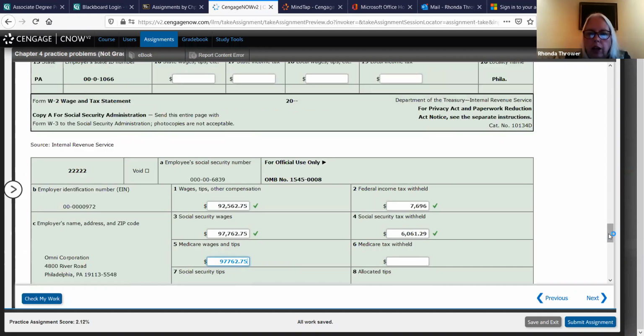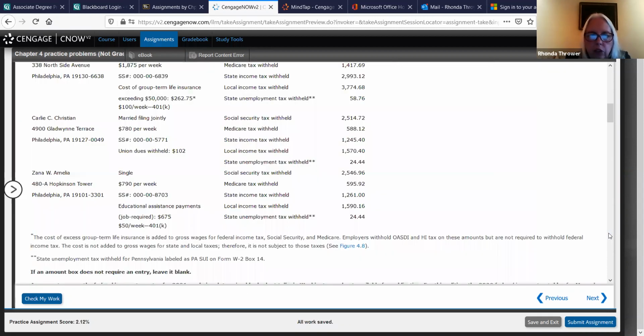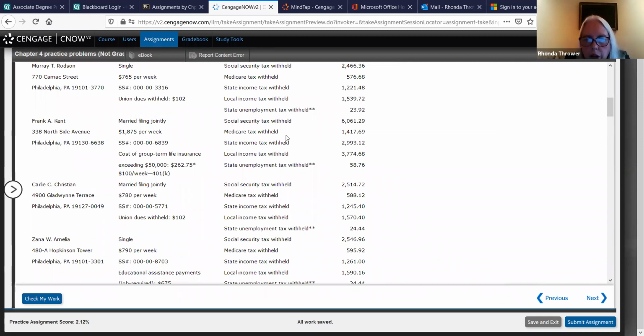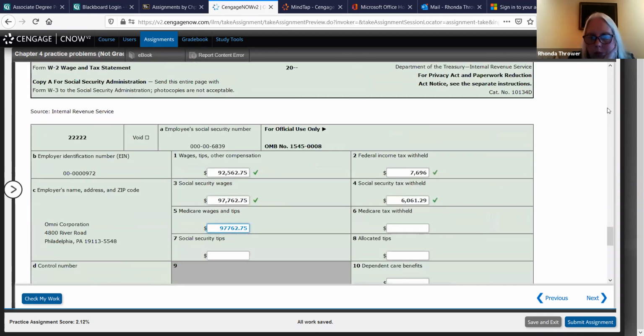And then your Medicare tax was calculated for you, it was given to you. The Medicare tax was $1,417.69. So we're going to record that. $1,417.69. And I'm going to check my work.